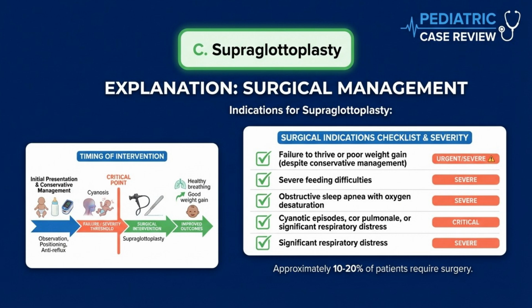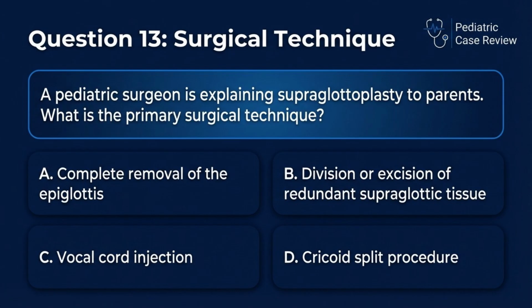The surgical indications checklist confirms that failure to thrive, significant oxygen desaturation, cyanosis, and failure of conservative management are absolute criteria for surgical intervention. Because this patient is experiencing life-threatening cyanotic episodes and failing to grow, an urgent surgical approach is required to physically relieve the upper airway obstruction. Question number 13 explores the surgical technique.